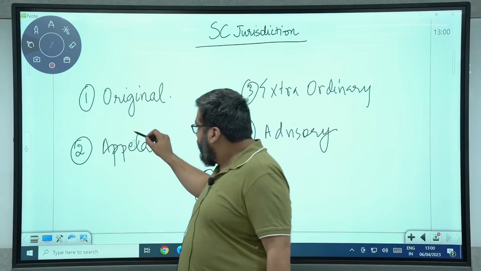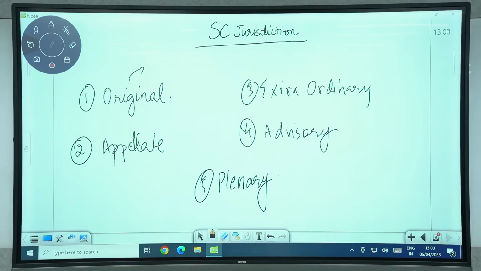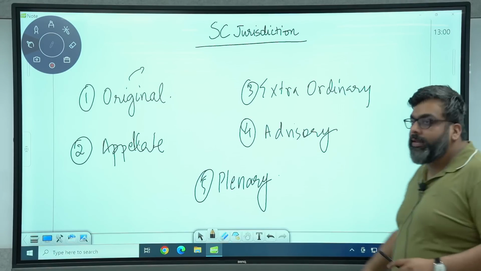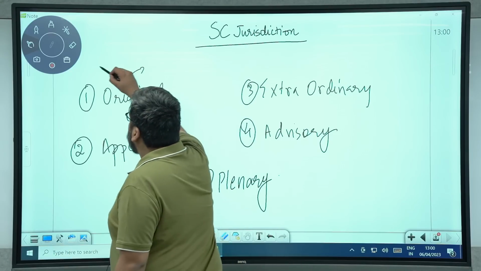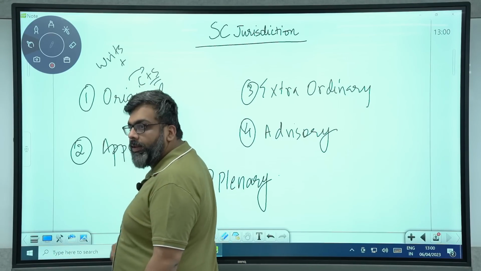Original means the first court you get the case to. Under what circumstances can you come to the Supreme Court as your first court? There are only two reasons: writs under Article 32 and center-state disputes under Article 131 clause 1. Writs we have already covered, and you have center-state disputes under 131.